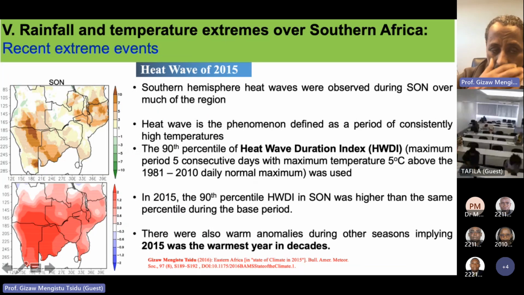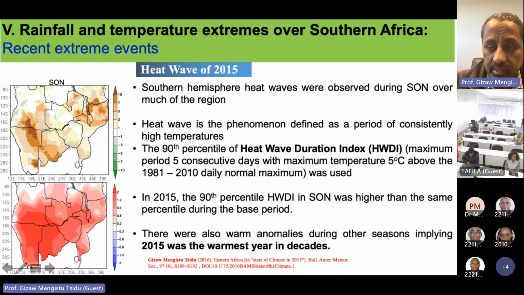And the same year we had a heat wave, as you can see, during DJF, and clearly during SON. What you see here is that a heat wave is basically defined by the heat wave duration index, HWDI: a maximum period of 5 consecutive days with maximum temperature 5 degrees above the mean of the 1981 to 2010 daily normal maximum temperature.